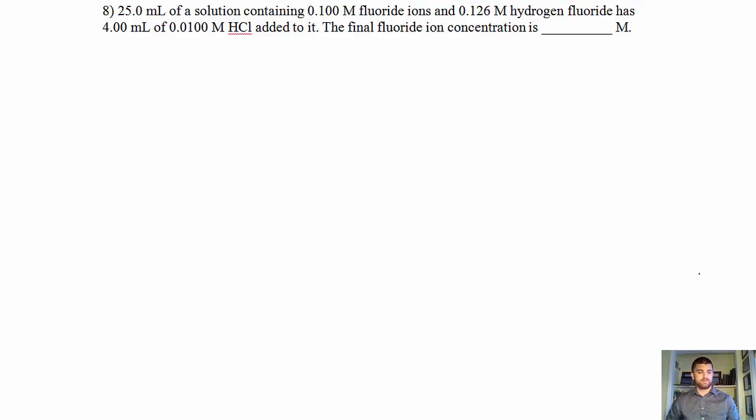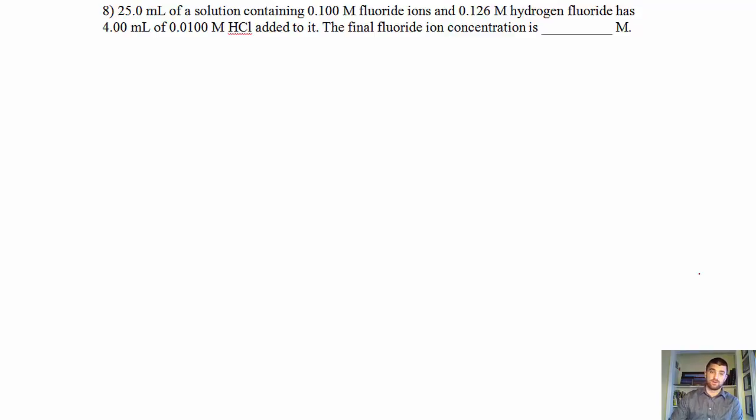All right, one more. Actually, is it one more? Oh, 2 more. Number 8. 25 milliliters of a solution containing 0.1 molar fluoride ions and 0.126 molar hydrogen fluoride has 4 milliliters of 0.01 molar hydrochloric acid added to it. Final fluoride concentration is blank.